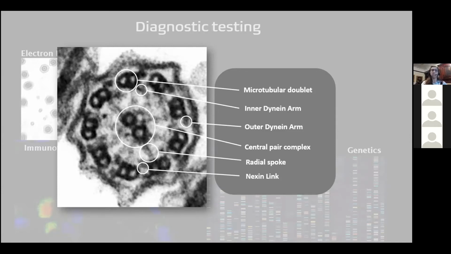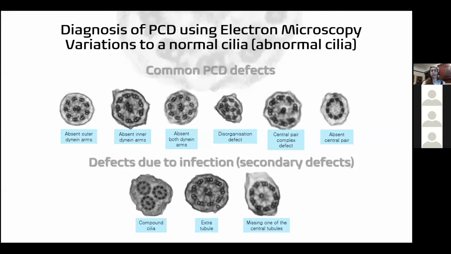So it's very important that we know all these components and how they organize in the cilia. We know all the components now, how they look in a normal cilia, and now I'm going to show you the common PCD defects.